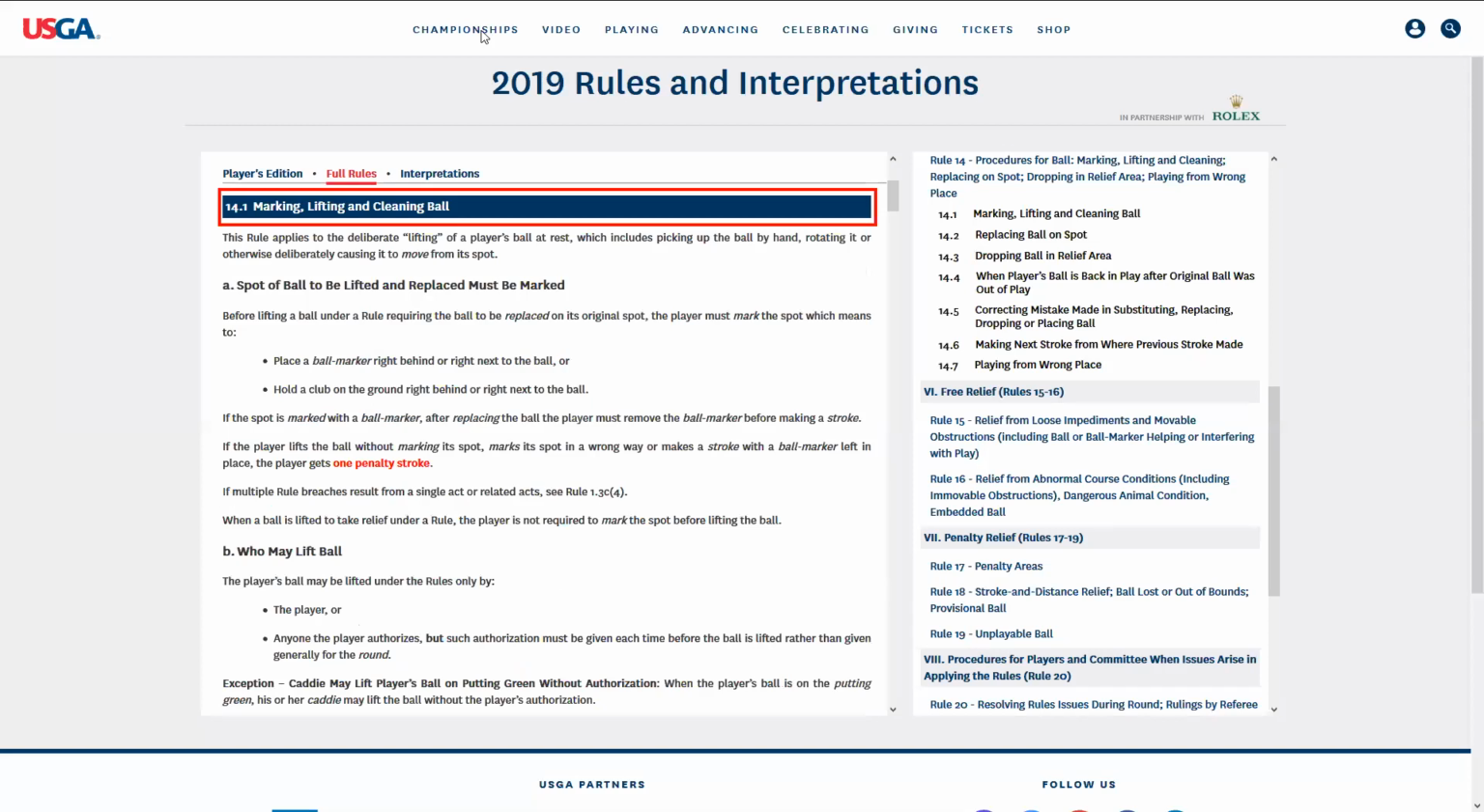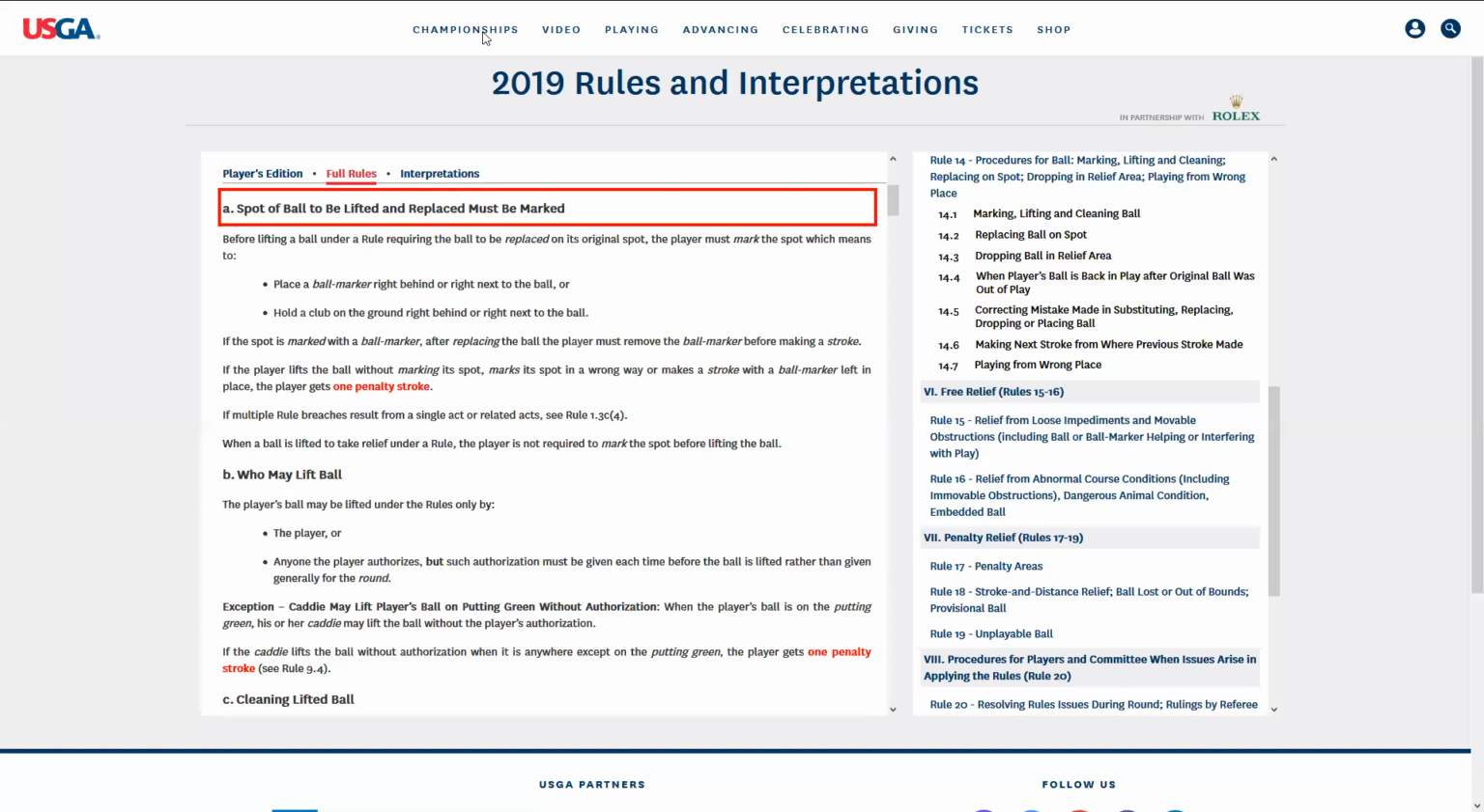14.1a, spot of ball to be lifted and replaced must be marked. And again, I've said this in the past, but the headings to these rules are very instructive of what the rule actually says. So notice it says that a spot of the ball to be lifted and replaced must be marked. From that, you would probably come to the conclusion that if the ball is to be lifted and played from some other place, you don't need to mark the spot. And that's correct. If you're picking the ball up from a cart path and you're going to take relief, you don't need to mark the ball before you pick it up because you're not going to replace the ball.